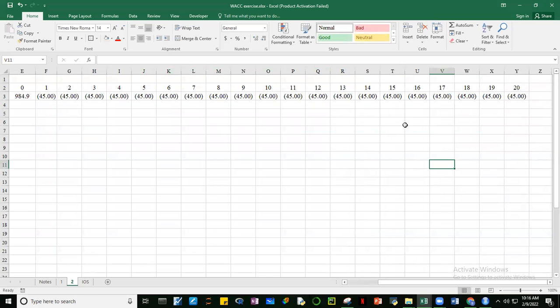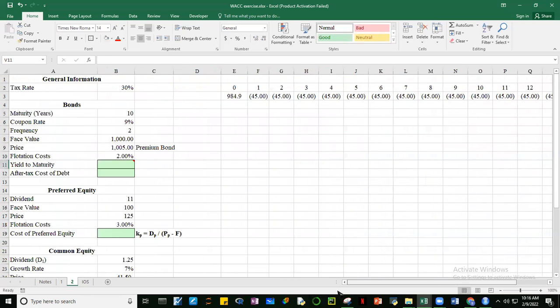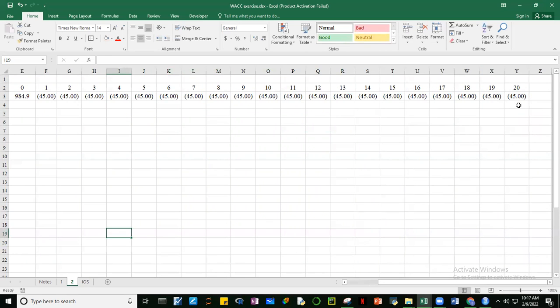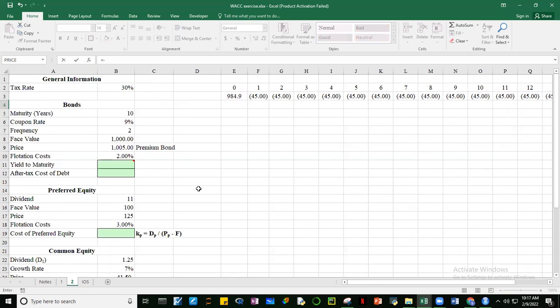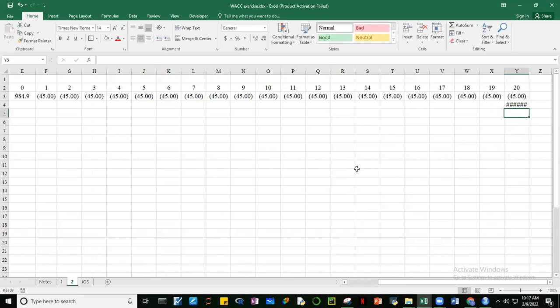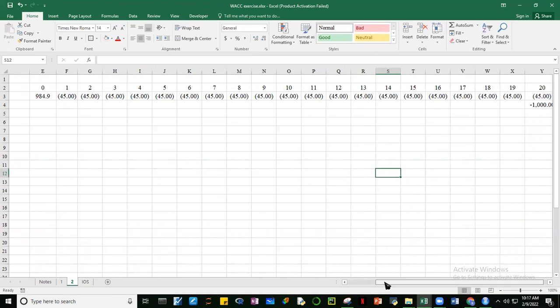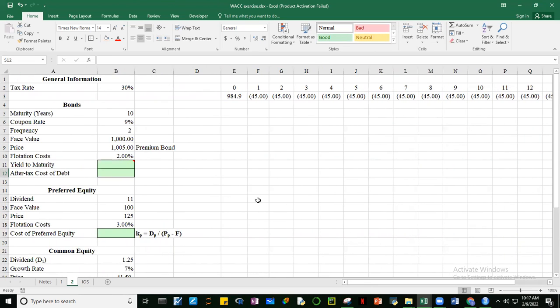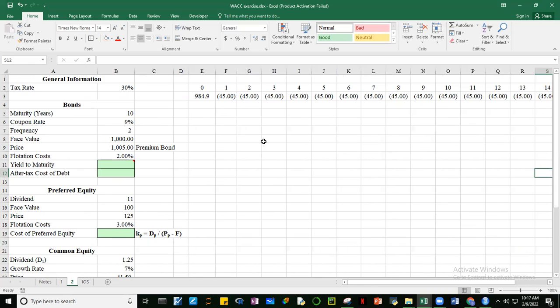Okay, so 45, 45, 45, babayaran, no? Yung interest payments. And then at the end of the 10-year period, magbabayad tayo ng face ng bond which is 1,000. Okay? So ito guys yung cash flows involved with this bond. Once you understand the cash flows, ang daling i-compute ng cost of debt. Intindihan na natin eh, no?